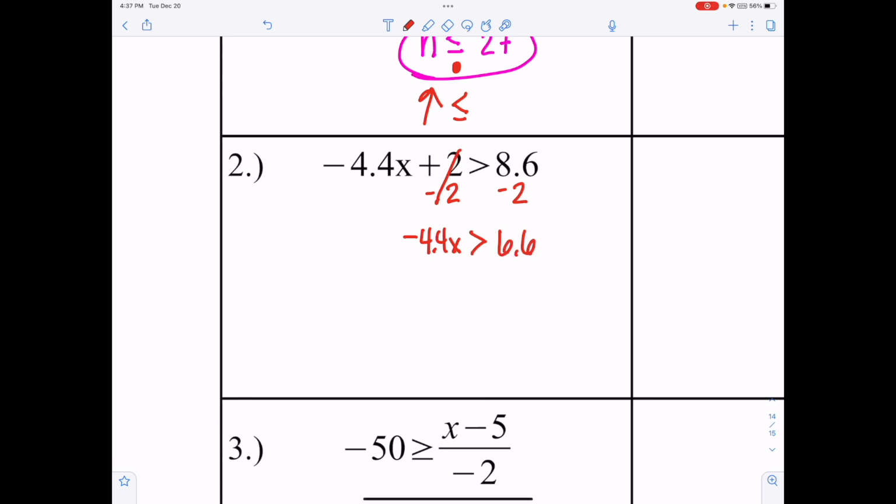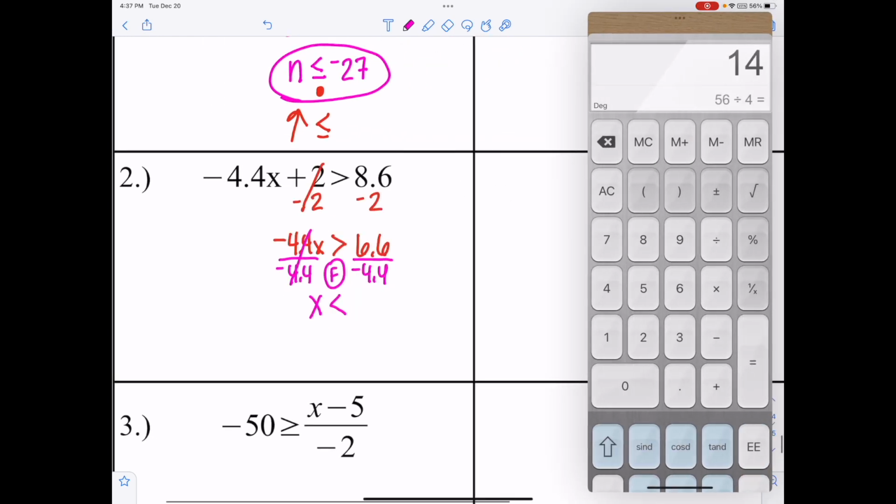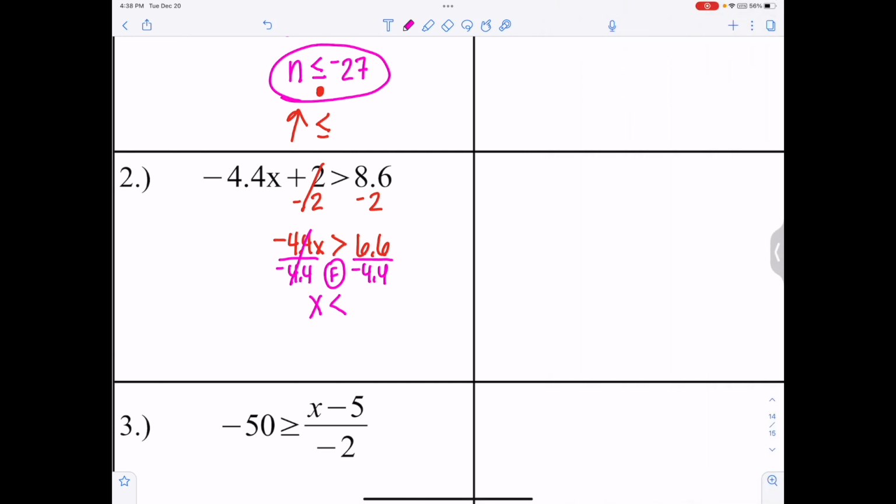And then now we have a times negative 4.4. I change colors. We can divide by negative 4.4. Now notice we're dividing by a negative. You have to listen to those words. Okay, so instantly right away I'm going to flip my sign so I don't forget. Okay, so that's where we have that flip here. Okay, all right, and so we create a 0 pair and we have x equals 6.6 divided by negative 4.4 is negative 1.5. And we flipped the sign.